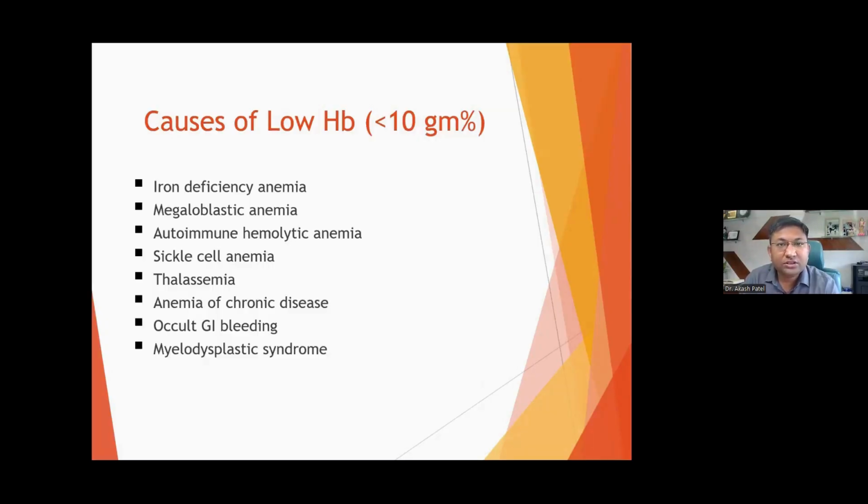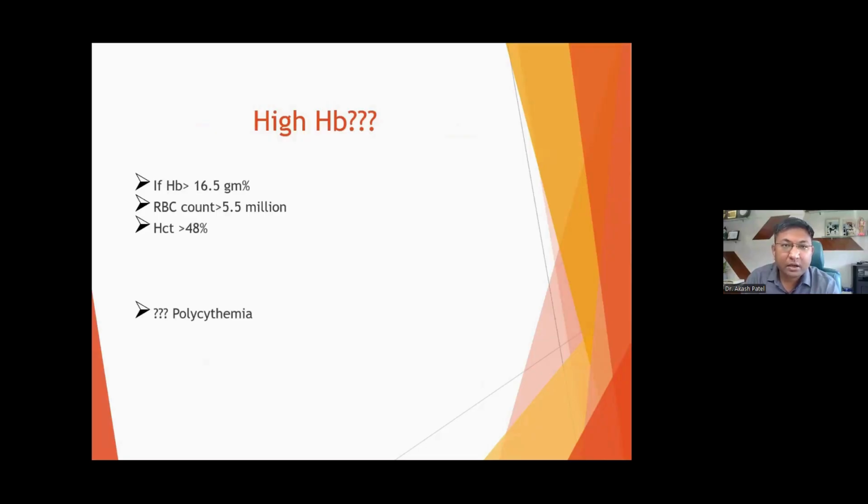What are the causes of low hemoglobin, that is anemia? We all know the commonest causes like iron deficiency, megaloblastic anemia, autoimmune hemolytic anemia, sickle cell anemia, thalassemia, anemia of chronic disease, and occult GI bleeding. But apart from that, some oncological hematological diseases like myelodysplastic syndrome and leukemia can present as low hemoglobin.